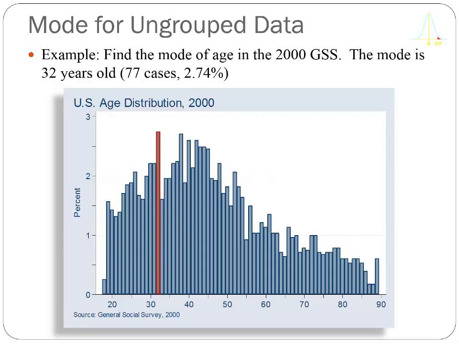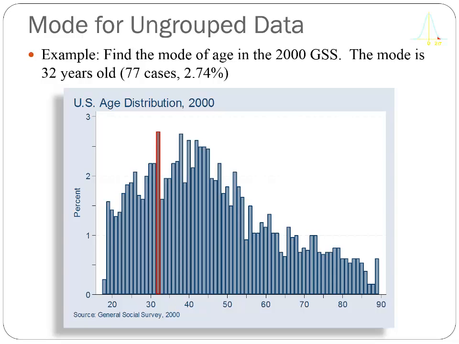Here I've taken the age of people in the General Social Survey based on year 2000 data. And I've created a frequency distribution, and you can see that it's not grouped. There's one bar for each year. We can see here that the mode is 32 years old. That is, there were 77 cases, or about 2.7% of this distribution fell in the category labeled 32, and I've highlighted that with the red column.